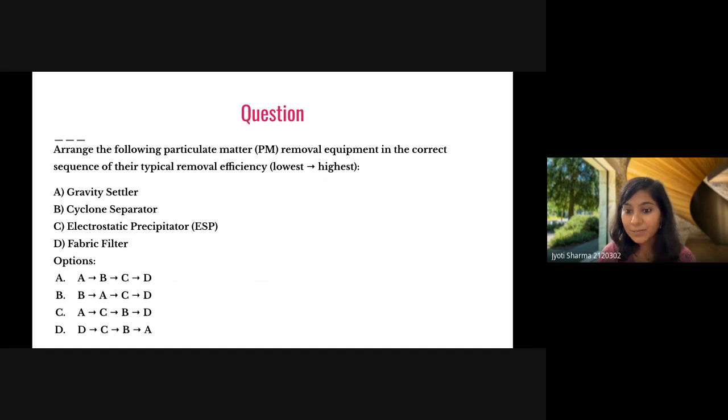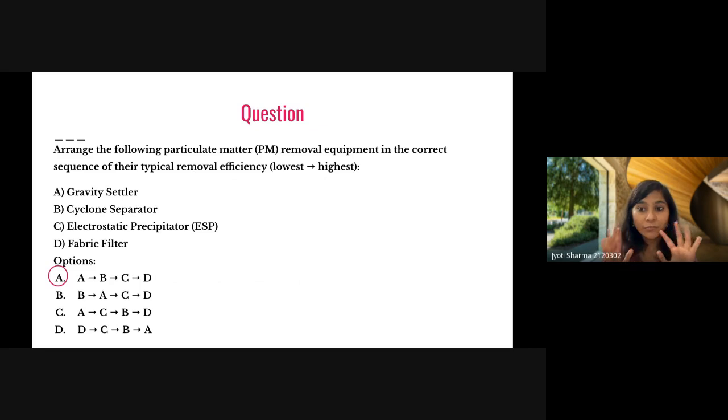Priscilla gave me answer A. Okay. Yes, I also agree with A. Gravity settler has the lowest efficiency. Then we have cyclone separator. Then high efficiency is for electrostatic precipitator, but the highest efficiency is for the fabric filter.